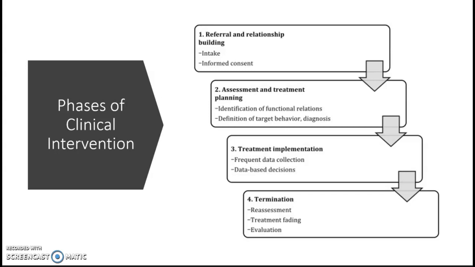The second phase is assessment and treatment planning. During this phase, the clinician defines target behaviors for treatment and may provide a diagnosis if appropriate. They also explore functional relationships between the target behaviors and relevant environmental factors. At this time, antecedents and consequences that involve the target behavior are identified. Testing or direct manipulation of environmental events can be used for a functional assessment, and this information can be used to develop a clinical hypothesis as well as treatment goals and objectives.